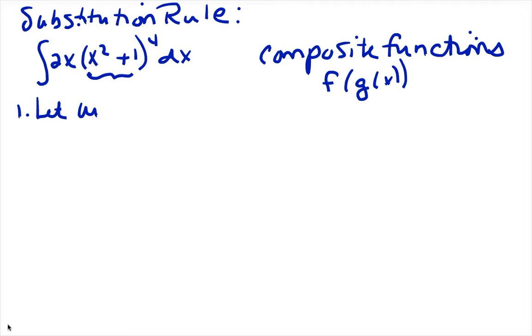So we're going to let u equal the inner function. In this case, u is going to be equal to x squared plus 1.